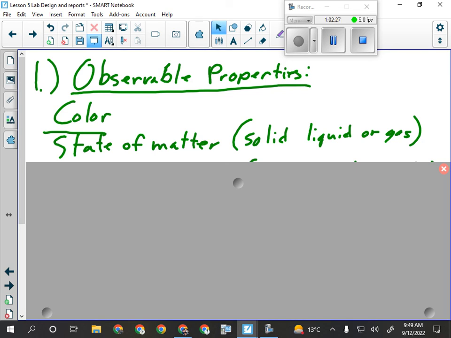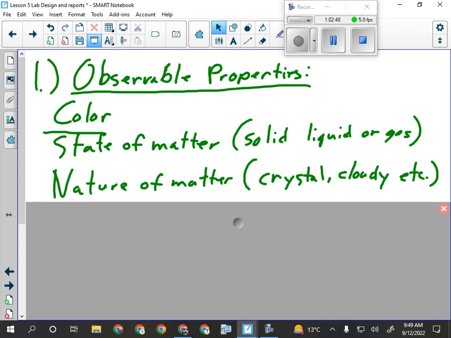All ionic compounds are crystalline solids at room temperature. So does that mean all crystalline solids are ionic compounds? Those are not mutually exclusive, but it gives me a pretty good idea. So I'd want to observe color. I'd want to observe the state of matter. I would want to observe the nature of the matter. Is it crystalline? Is it cloudy? Is it molten? What does it look like?